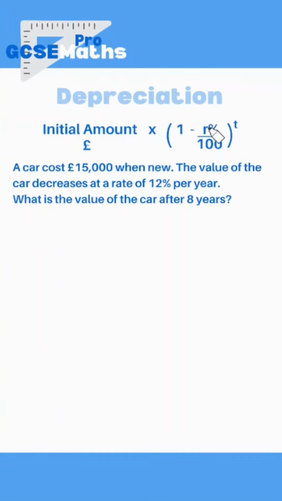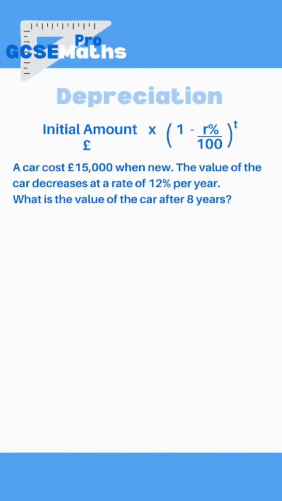So we've got the same exact formula. The only difference is you might see here, instead of a plus, we've got a minus because obviously we're losing value. It's decreasing. A car cost £15,000 when new. The value of the car decreases at a rate of 12% per year. What is the value of the car after 8 years?